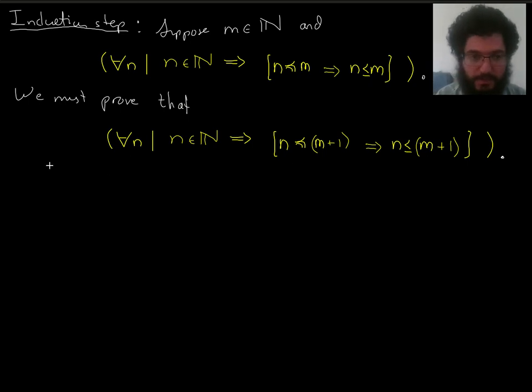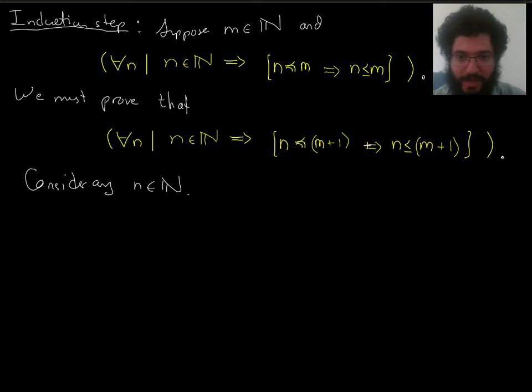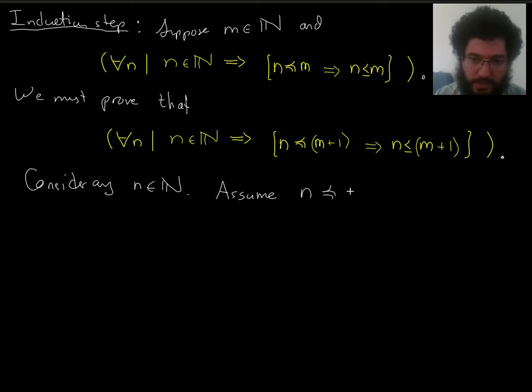So to prove this universal, I need to do universal generalization, right? So then consider any natural number n, and then our goal becomes to prove this. Well, how about I just go ahead and start with proving the goal. It's an implication, so assume this side. Assume that there exists an injection from n to m plus 1. And then our goal is to prove that n is less than or equal to m plus 1.